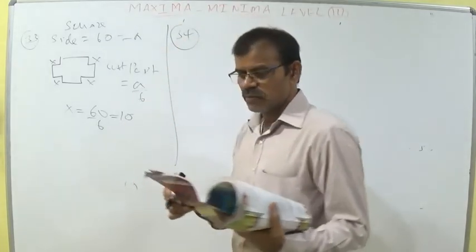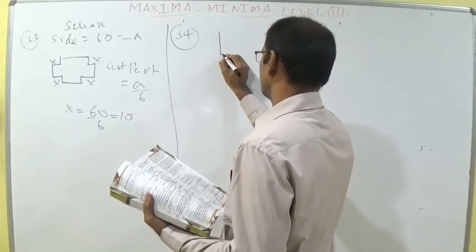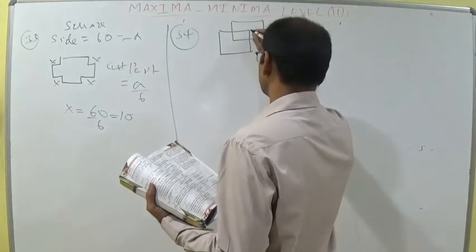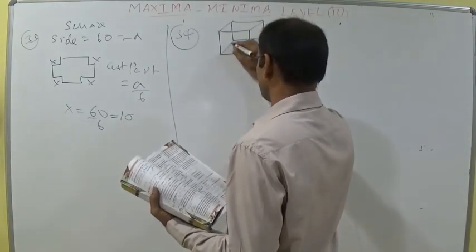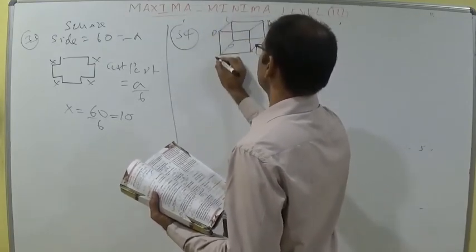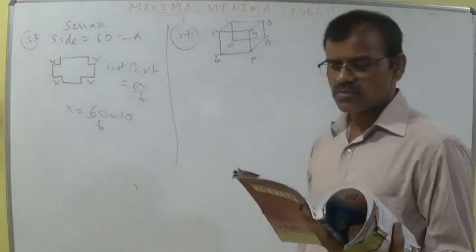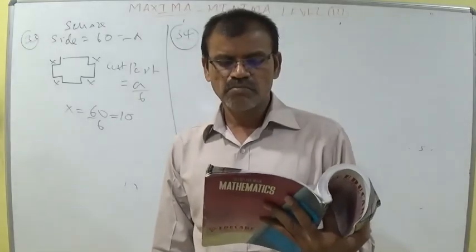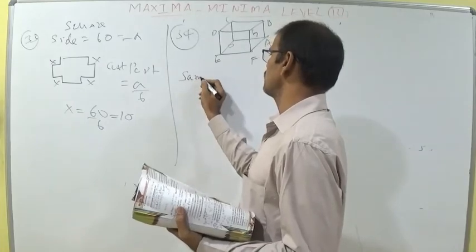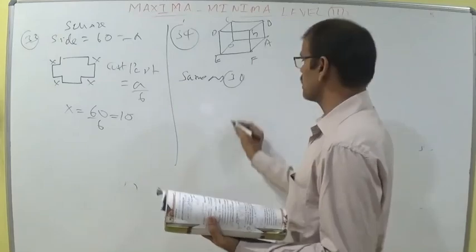34th one. A box is made with a square base and open top in the same model. Let us write the names O, A, B, C, D, E, F, G. A box is made with a square base and open top. The area of the material used is 192. Here the area is given, same as the 30th question, where we discussed the area.